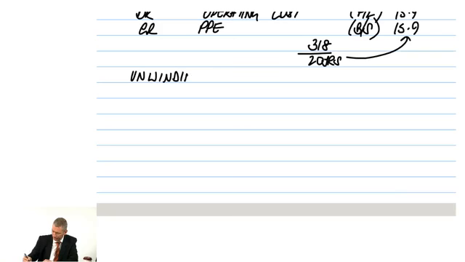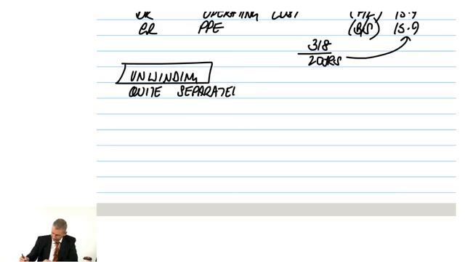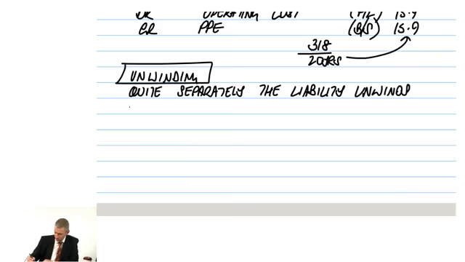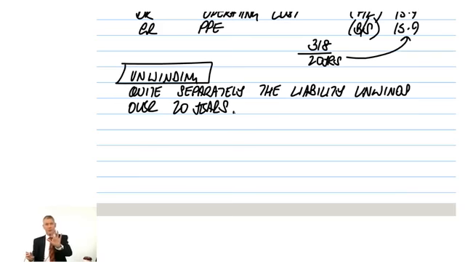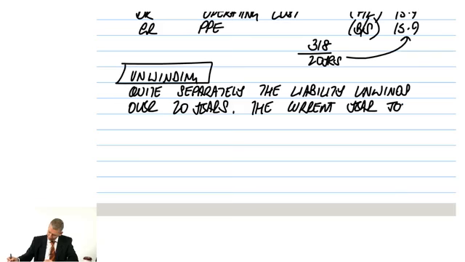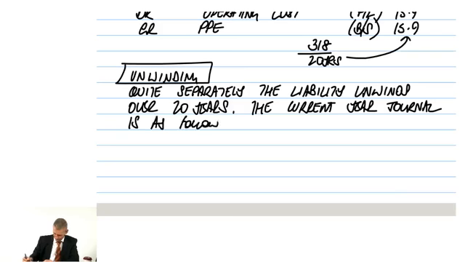Unwinding. Quite separately, the liability unwinds over 20 years. Naughty Martin, we're not being asked about the 20 years, we're being asked about the current year. The current year journal is as follows.